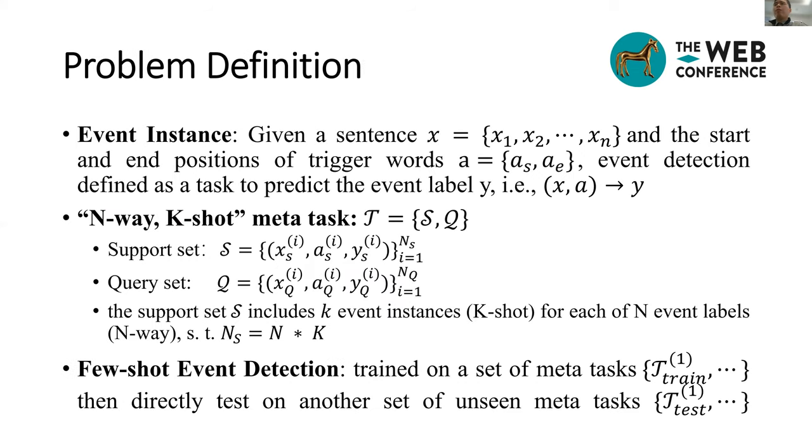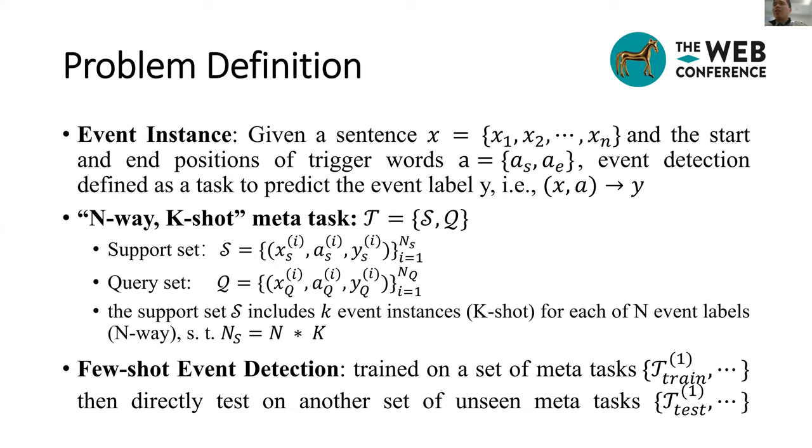First, we should specify the problem definition. The event detection can be defined as: given a sentence and a trigger word as an event instance, the model should predict the event label. For the N-way K-shot scenario, each meta task consists of a support set and a query set. Specifically, the support set includes K event instances for each of N event labels, that is, N-way, such that the support size equals N multiplied by K. And few-shot event detection first trains on a set of meta tasks and then directly tests on another set of unseen meta tasks.